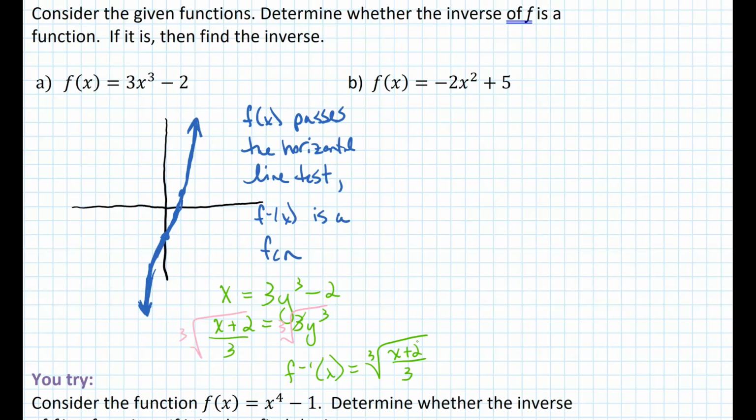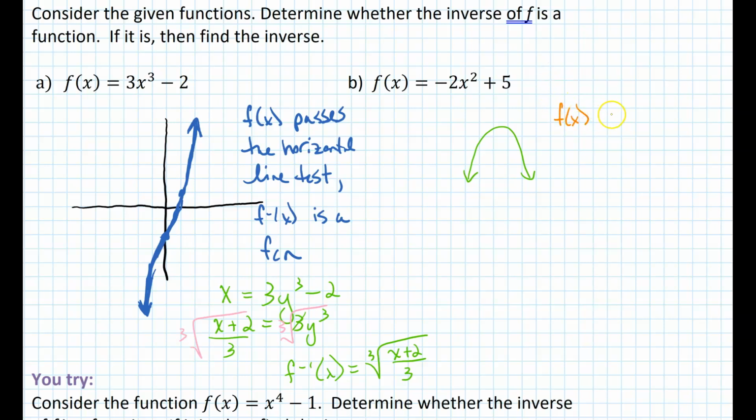All right, so let's talk about B. We've got negative 2x squared plus 5. What do we know about that graph? It's a parabola, stretched by 2. What does that negative indicate? Reflection. So what direction will this parabola open? Opens downward. And then the final thing is it goes up by 5. So without sketching it, we already know that it's doing something like this. And if it's doing something like that, will its inverse be a function? No, it will not.